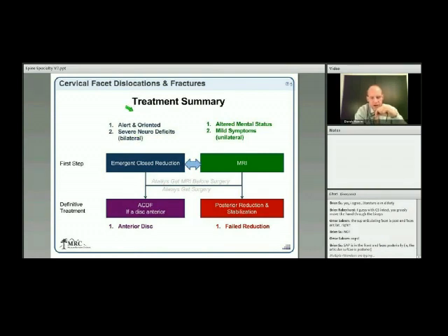This is just kind of a simplification of what I just discussed. So again, if the patient is alert and oriented and has severe neurologic deficits, first you want to go straight to emergent closed reduction and then get an MRI. This is in contrast to if a patient has altered mental status or mild symptoms, then you just want to do the MRI first. Always get the MRI before you go to definitive management of stabilization, and that is going to help you determine whether you go anterior or posterior.